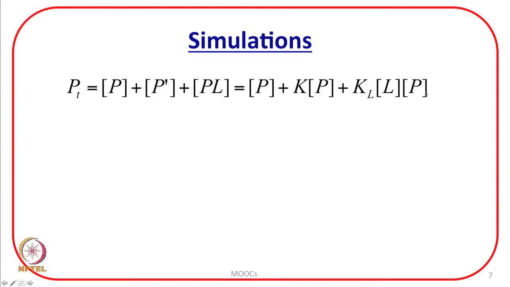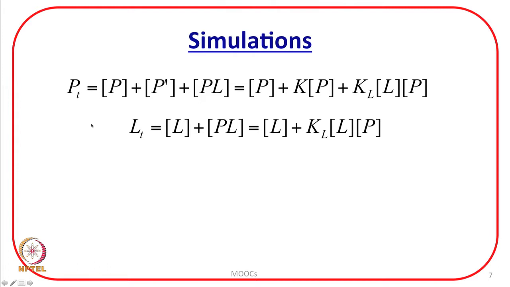Similarly, the total ligand concentration is the sum of the concentration of ligand in the free form plus the concentration of ligand in the complex form. And again, for the concentration of PL, by using one of those equations earlier discussed, I can write it in terms of the concentration of L and the concentration of P.